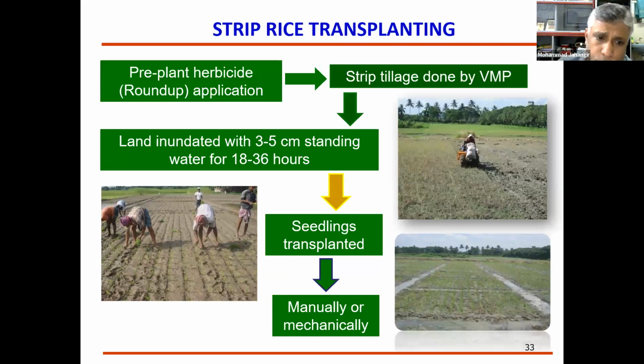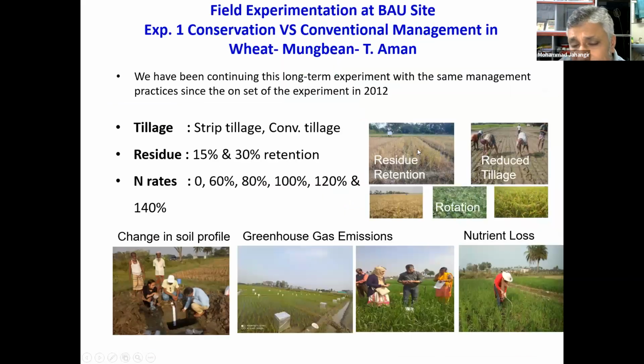As one example, with reduced tillage, we do not plow the land. We leave the soil undisturbed in 20 centimeter strips, and in between we have a small line, 2 to 3 centimeters, where we can plant or sow seed. So without tilling, we can grow crops here and leave crop residues. Here we have residue retention, reduced tillage, and rotation. We have wheat, mung bean, and rice, so a good combination of crops: one legume, wheat, and rice. And we have an example of the experiment that we have been conducting here at Bangladesh Agricultural University campus since 2012.